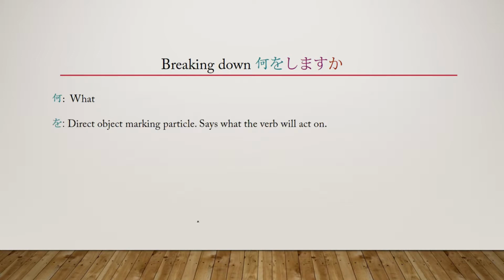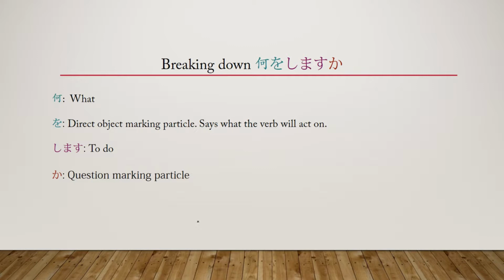Then we have our o, of course. That is our direct object marking particle. It's going to say what the verb is going to act on. However, this time, because it is an interrogative, it is going to be a question. We're going to ask, what is the verb going to be acting on? Then, of course, we have shimasu, which just means to do. In the last lesson, we covered a whole bunch of different meanings that shimasu can have. In this one, when you're using nani o shimasu, it means what are you doing. It has that to-do meaning.